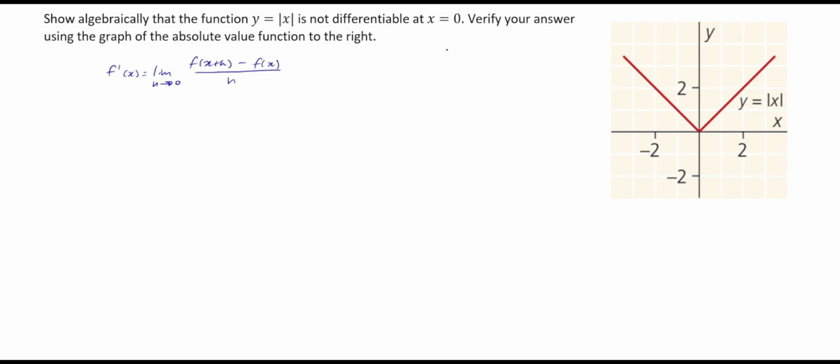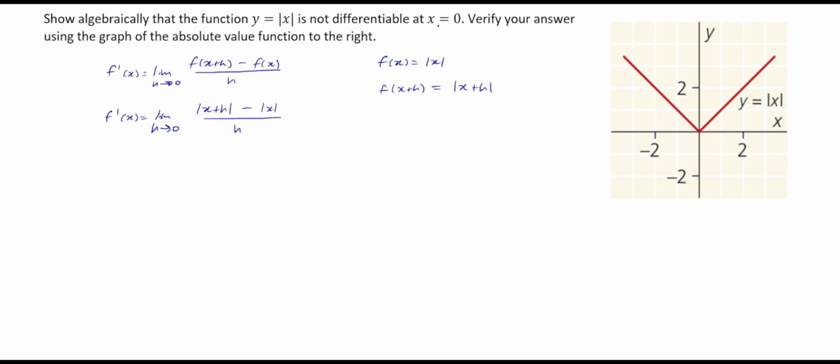And now I'm just going to do a little bit of work on the side. Well, f at x is just defined as the absolute value of x, and f at x plus h is equal to the absolute value of x plus h. Okay, so I'm going to rewrite this. f prime at x is equal to the limit as h approaches 0 of the absolute value of x plus h minus the absolute value of x, all over h.